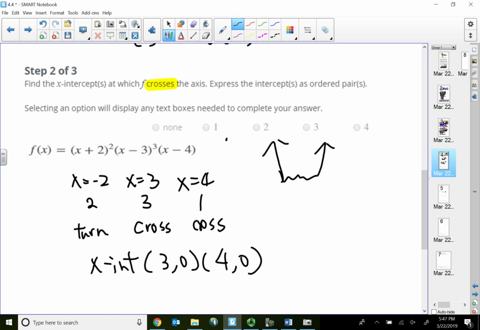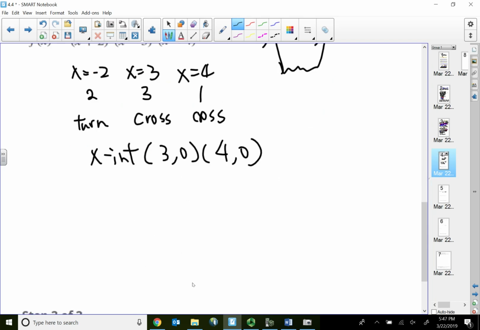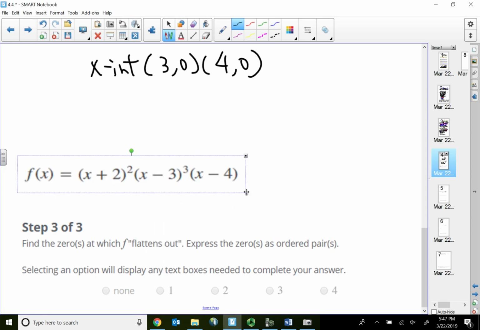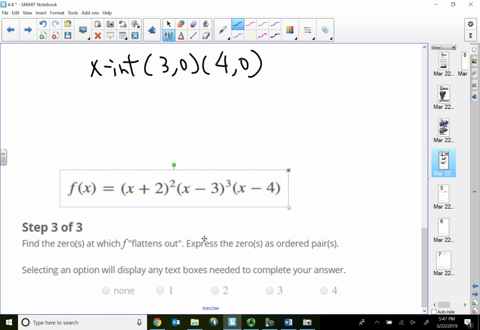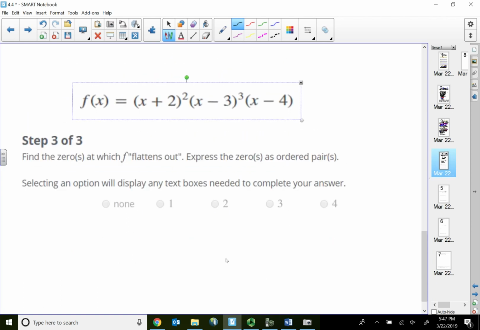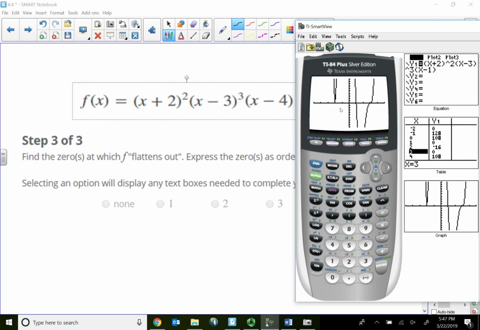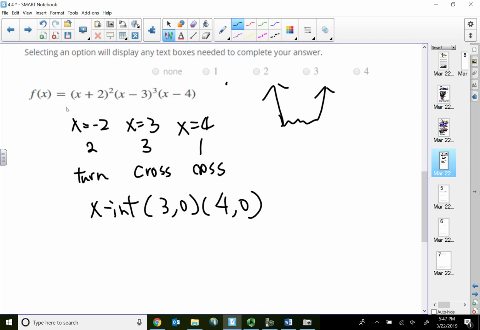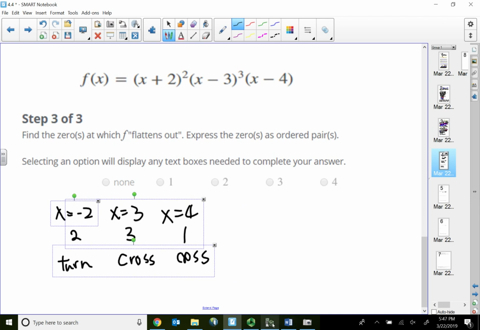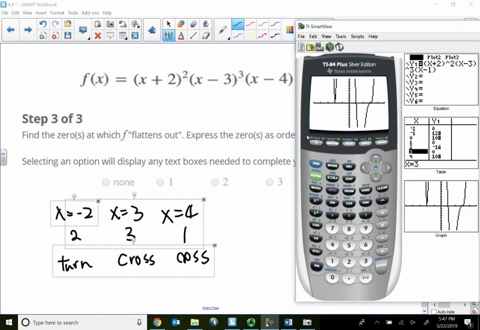Now comes the tricky part of the problem. What does it mean by flattens out? All right. So it turns out if we take a closer look at each one of the zeros, I'm going to copy this again and bring it down here so I've got my numbers in front of me. So let's take a closer look.